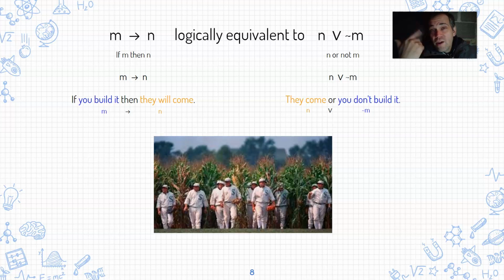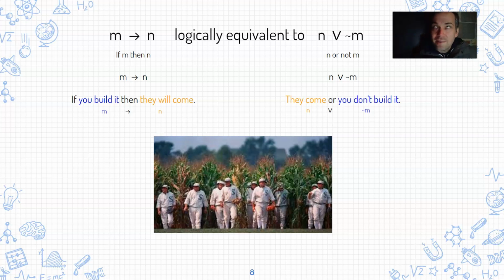Roll that around in your head a little bit, right? Isn't that saying the same thing? If I'm saying every time you build it, then they come. If you build it, they will come. Then I'm saying, well, they come or you don't build it. Because if you built it, they would have come. So they come or you don't build it. That's the idea. Hopefully, yeah, I can see how that's true.